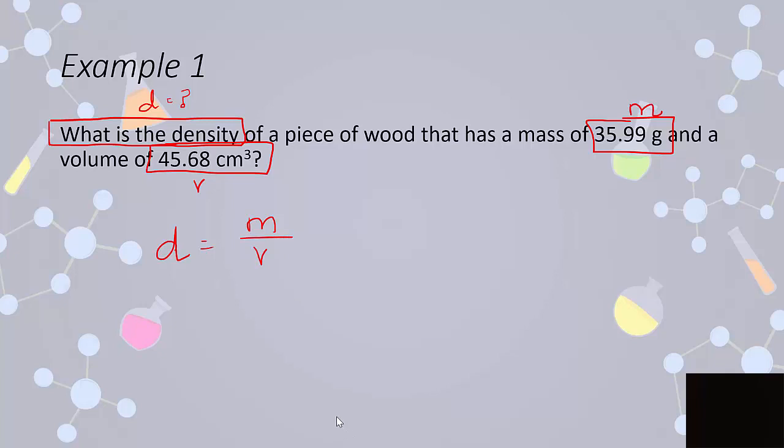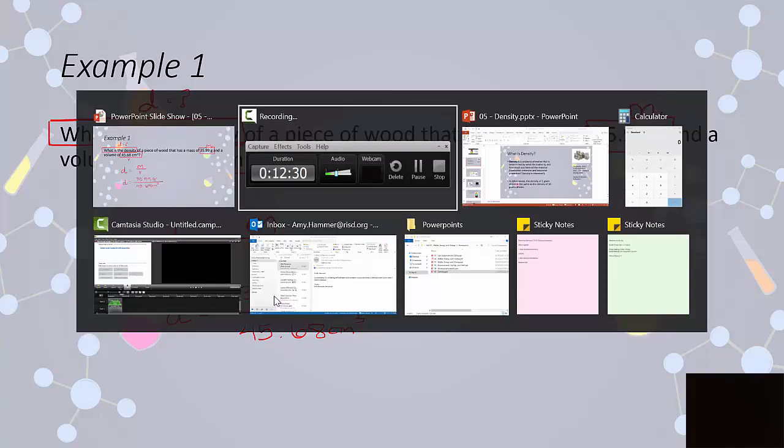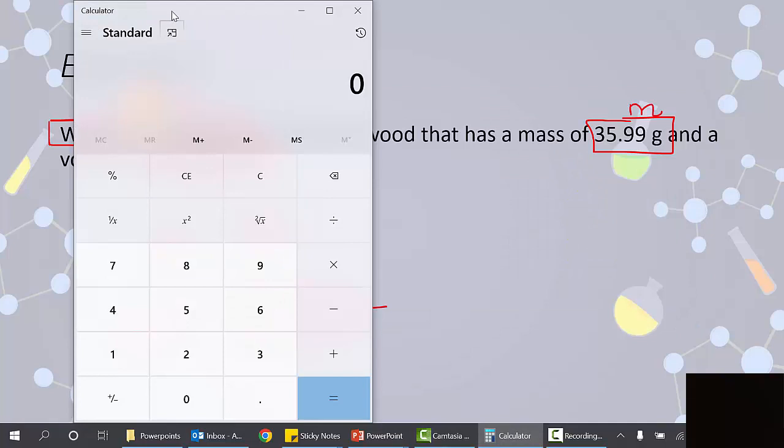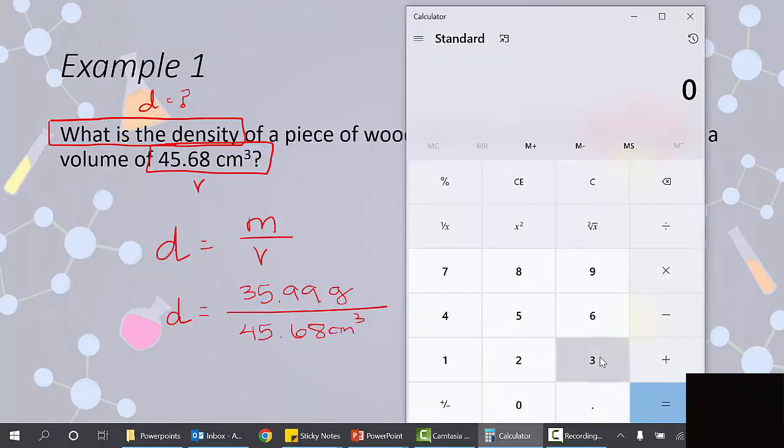Awesome, y'all. Step 2 is to substitute in what you know. Well, we don't know the density, but we do know the mass is 35.99 grams. Remember, don't leave that grams behind. And the volume is 45.68 centimeters cubed. Don't leave that centimeters cubed behind. All right, y'all, we made it to the point where we are ready to calculate. So I'm going to pull out my handy dandy calculator and we're going to type this in.